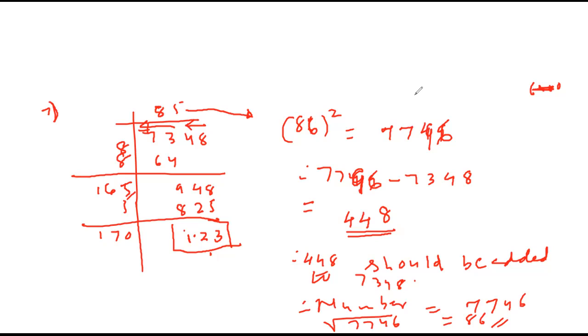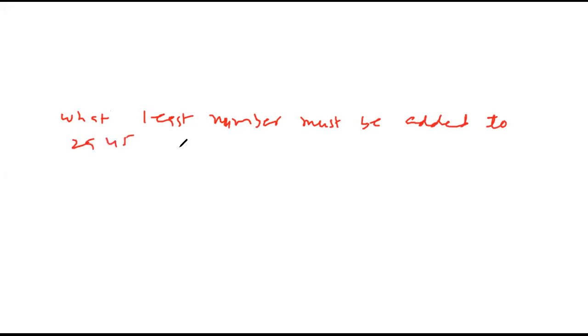Okay. The eighth one I just explained to you, correct? Yes, sir. Now you got the answers to all of these. Now try, I'm giving an extra question. Find the least number which must be added to 2945 to get a perfect square.